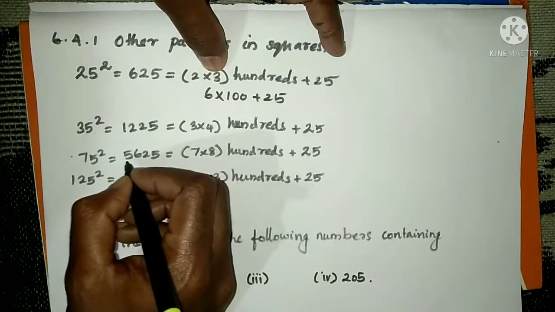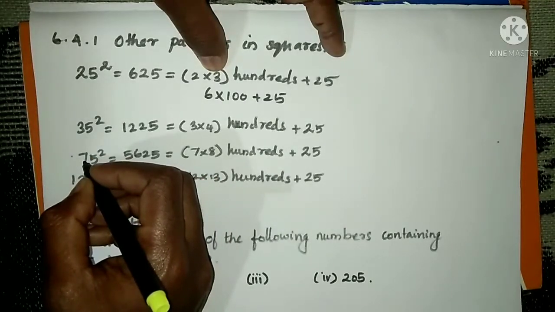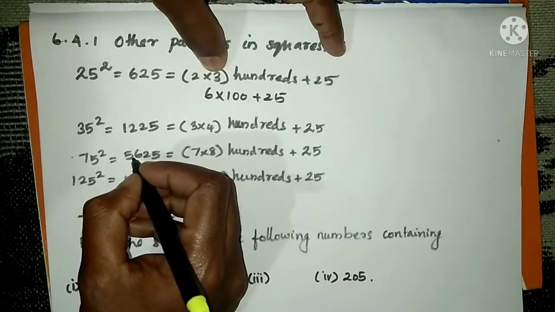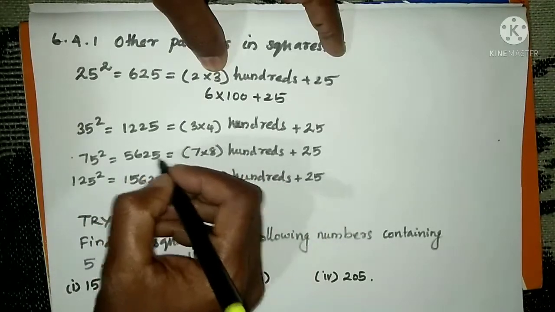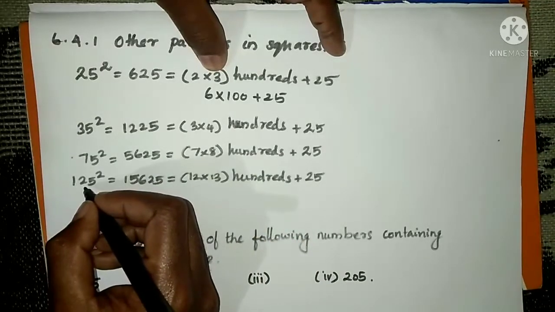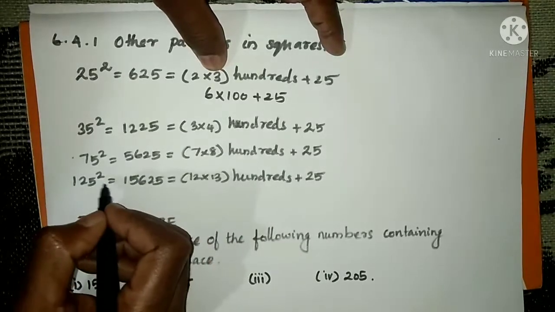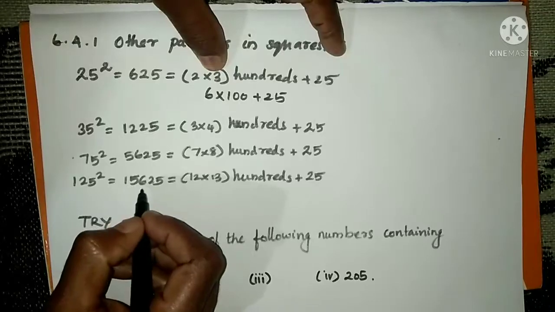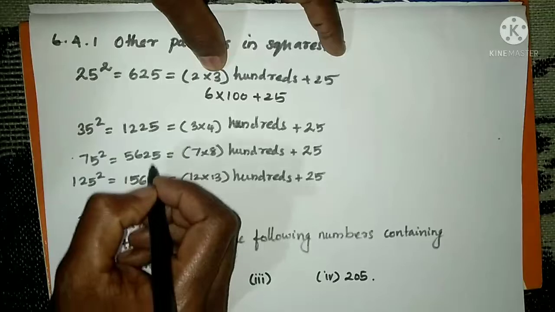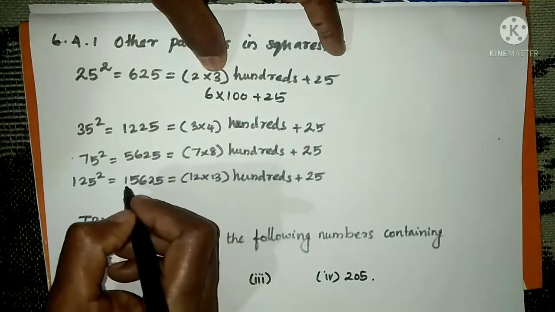So 56, if you notice, we can get from this number 7. The next number of 7 is 8. So when you multiply 7 into 8, we'll get 56, that is 5600 plus 25. The same way here, 125 square, that's a 3-digit number. Then you square that, we'll get 15,625.